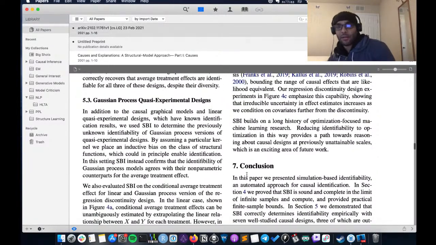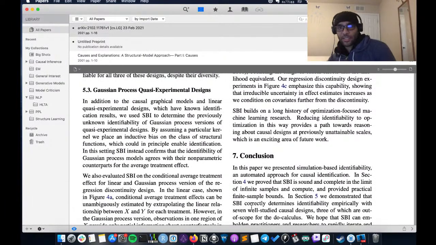SPI builds on a long history of optimization-focused machine learning research. Reducing identifiability to optimization in this way provides a path towards reasoning about causal designs at previously unobtainable scales, which is an exciting area of future work.